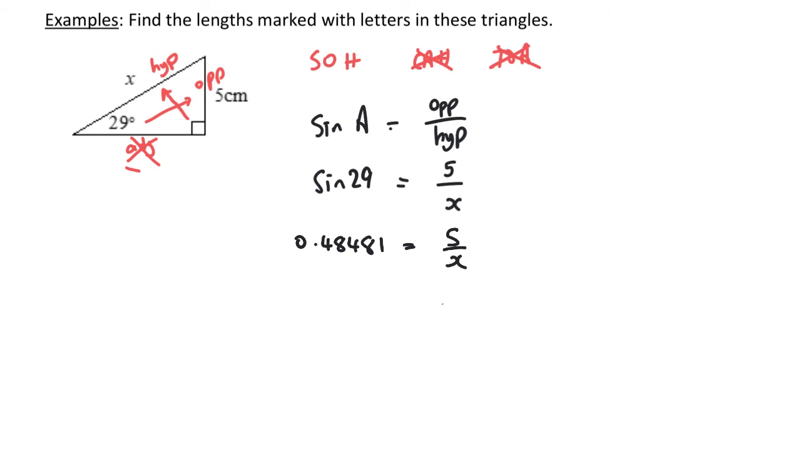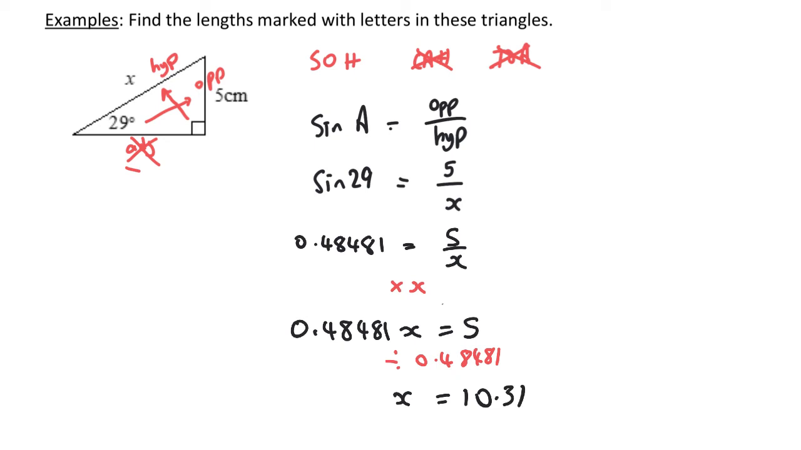So now if we multiply up by the denominator, so multiply up by x, we'll get 0.48481x equals 5, and we can divide through by 0.48481, and we get that x equals 10.31 centimetres. And 10.3 is bigger than 5, so we've passed that check.